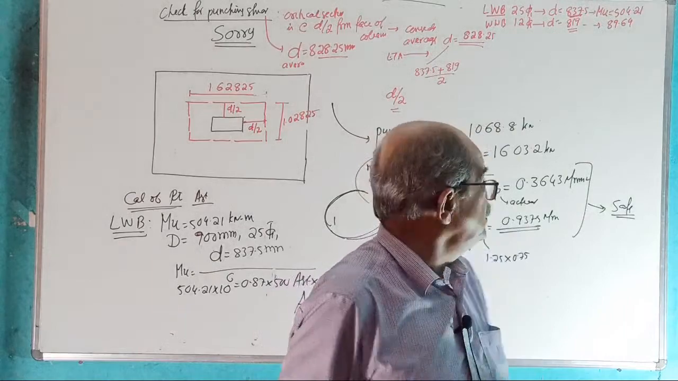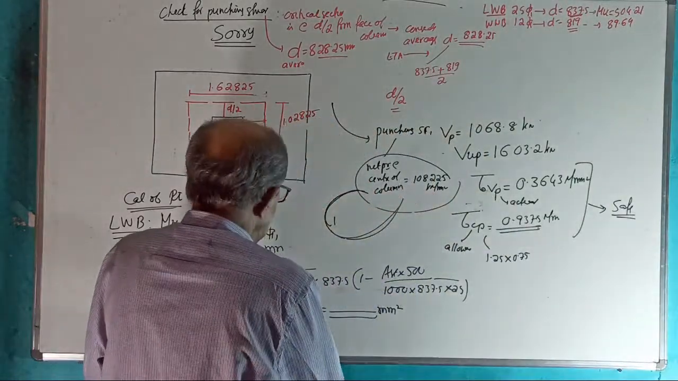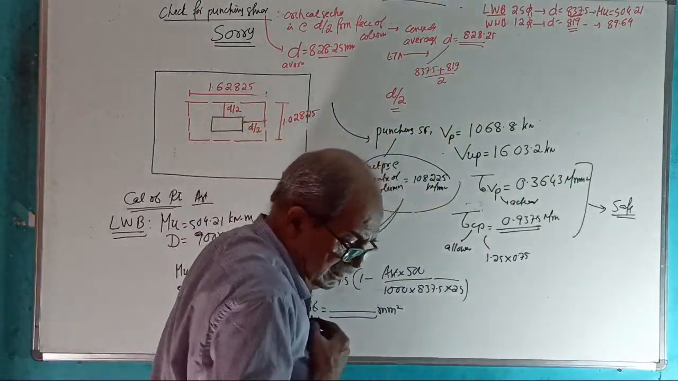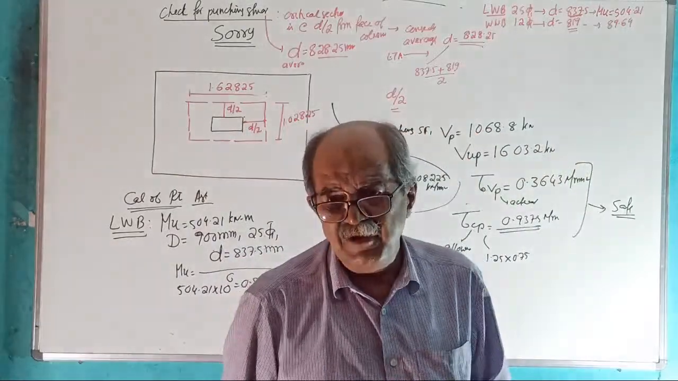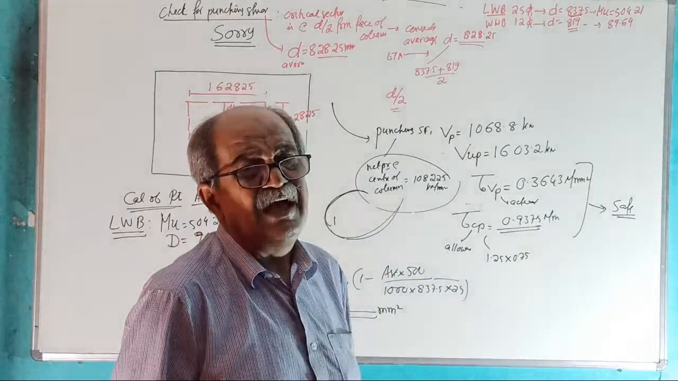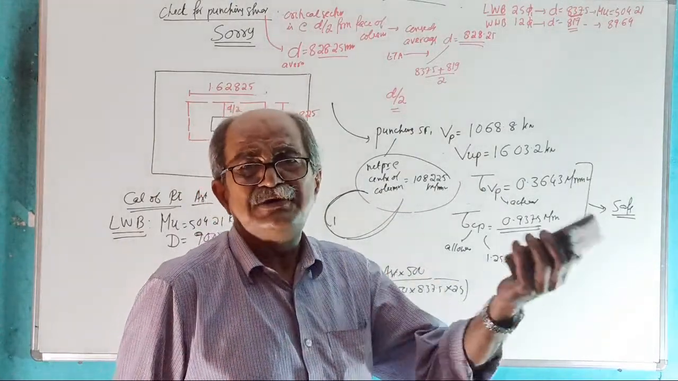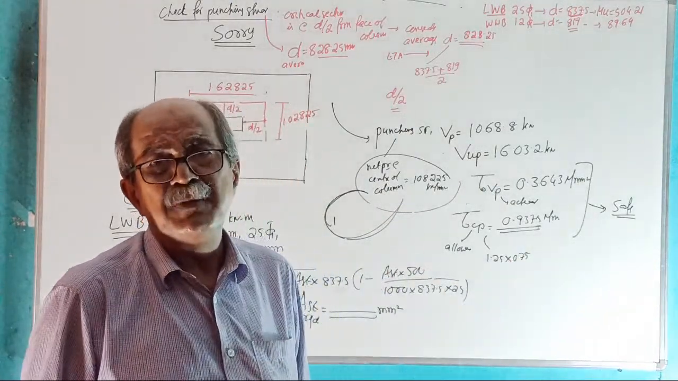So, first you check for punching shear. You tell me AST required for lengthwise bending. Sufficient. That's all I am asking. Further I will not ask. Shear check I will fast give you and go to the next question. That is combined footing. We will start today.